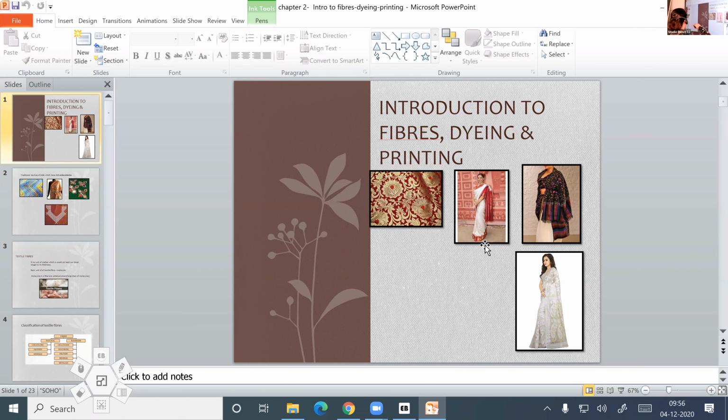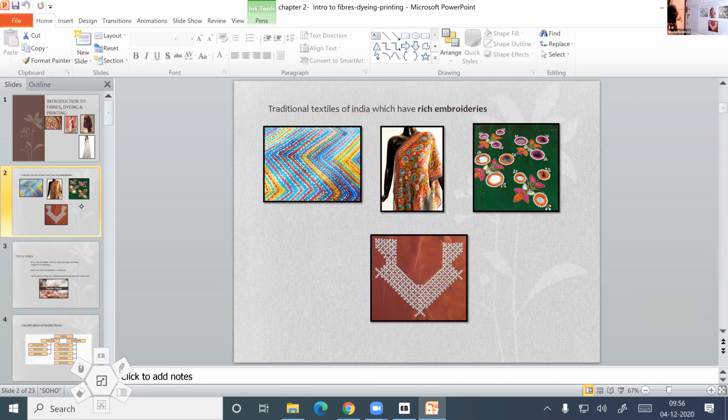And some traditional textiles of India have rich embroidery on them. And this is kanta stitch. Have you seen this kanta stitch? This is seen in old salwars and all. It's an old fashion, and it is a traditional embroidery of India. Kanta. Have you seen kanta work anywhere?